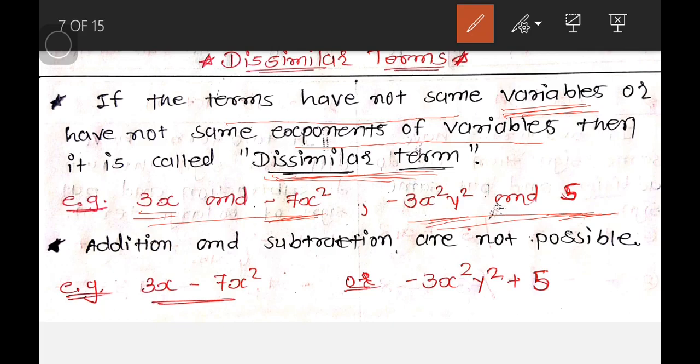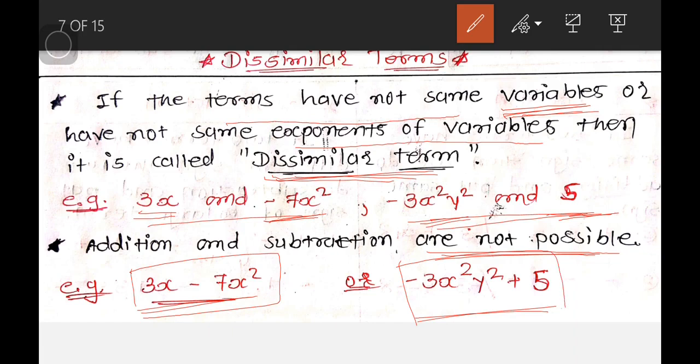One thing to note: addition and subtraction are not possible in dissimilar terms. Here you can see 3x minus 7x square. We can't do addition or subtraction, so the terms stay as they are. One more example: minus 3x square y square plus 5. Here also we can't do addition or subtraction, so the given algebraic expression stays as it is. So these are dissimilar terms.